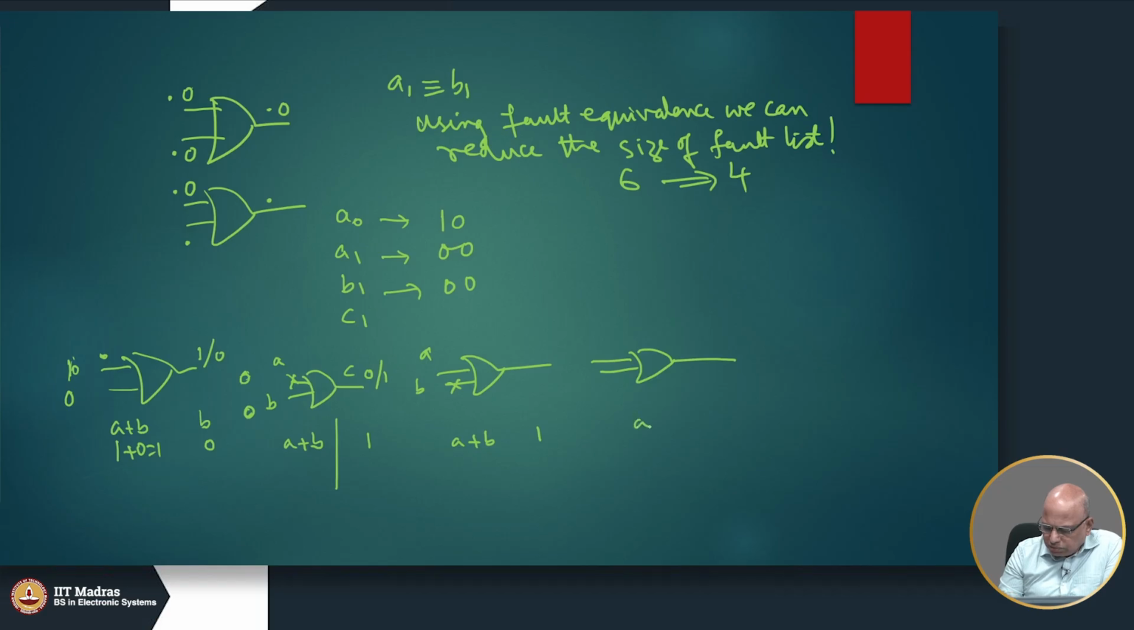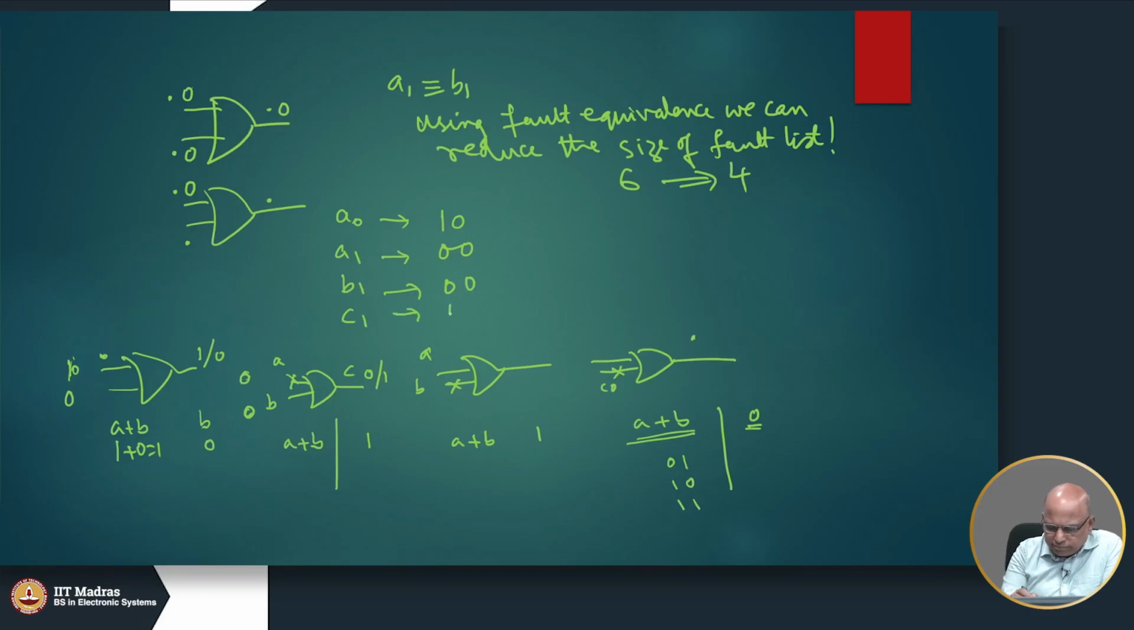So here a plus b and C 0, right, C 0, output is 0. A faulty circuit will produce a 0, a good circuit will produce a plus b. So if you want the good circuit to produce a different value than 0, we have three choices. We can do 0 1 or 1 0 or 1 1.